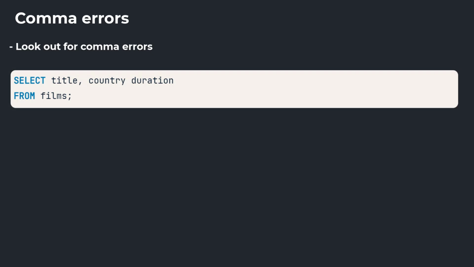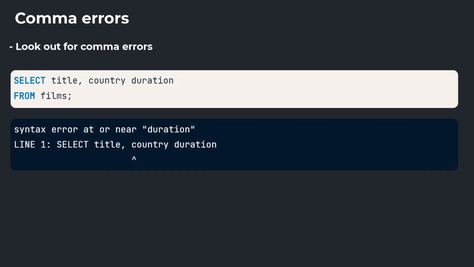Forgetting a comma is a very common error. Let's say we've drafted this code to find all titles, country of origin, and duration of films. The error message will alert us to the general location of the error using a caret below the line of code, which in this case points to the country field name. We must examine the code a little further, though, to discover the missing comma is between country and duration.